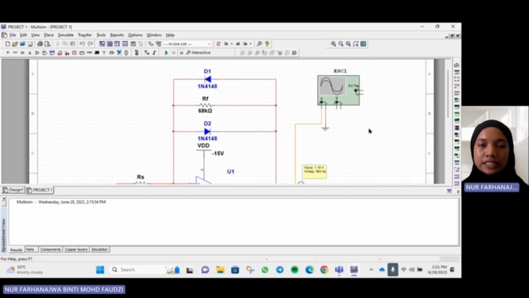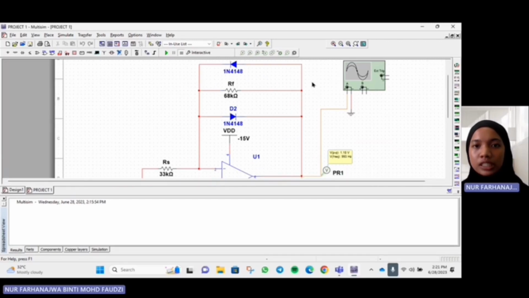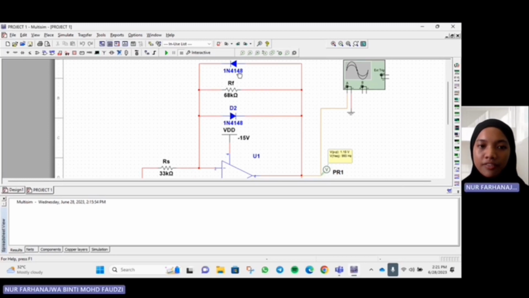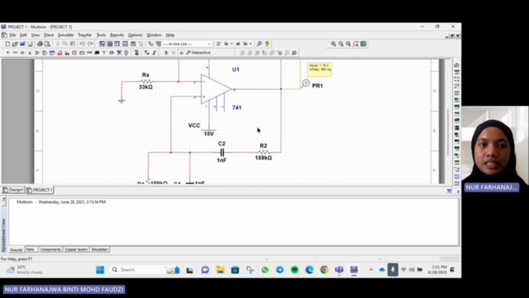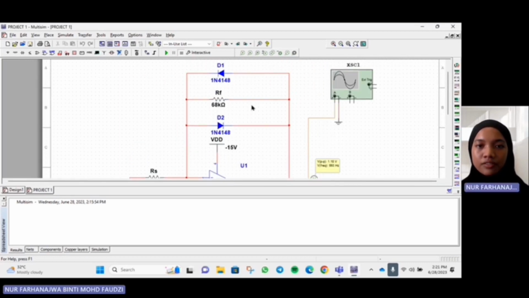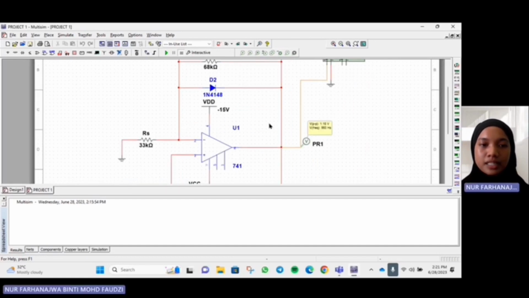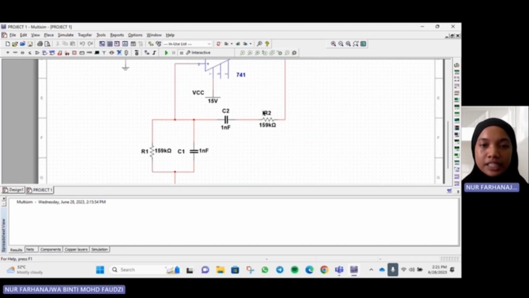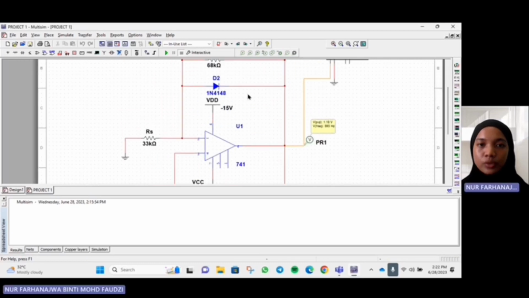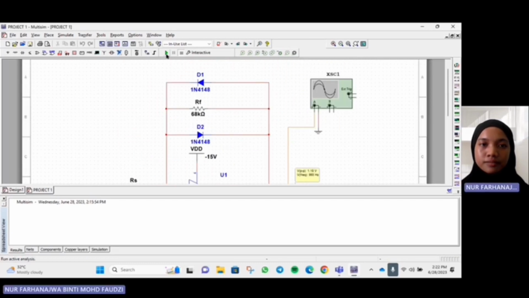Next, we move to simulation. And we transfer all the calculations to Multisim: RF, RS, R and C. For RF, the value is 68 kilo ohm, RS 33 kilo ohm, R1 and R2 159 kilo ohm, and C1 and C2 1 nanofarad. And we run the simulation.